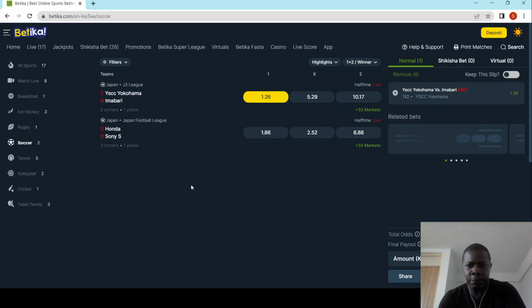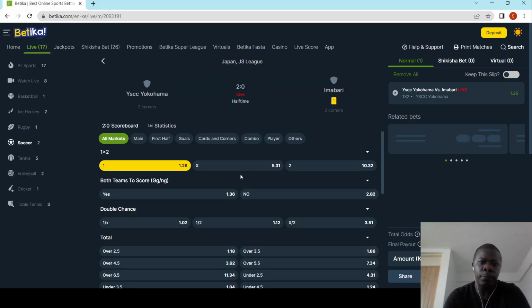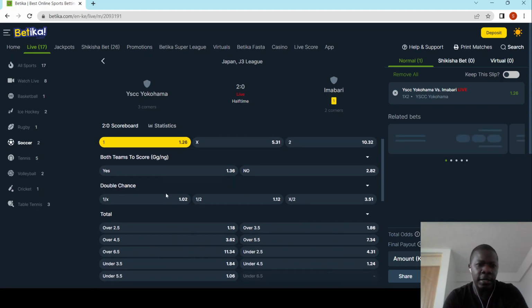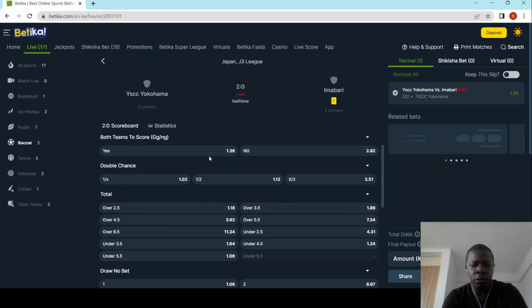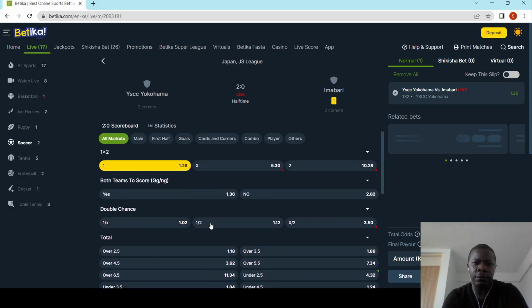At the same time you will also realize, like this game of Honda and Sony in the Japanese league, it is at halftime, they're still nil-nil. So we'll find these odds almost similar to when the game was starting. But again, you can choose either. If you go into more markets, you still have the over and both teams to score odds here to choose from. You can even choose on who is going to score next.